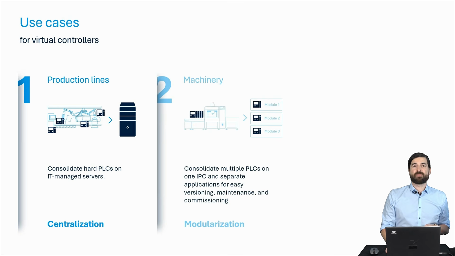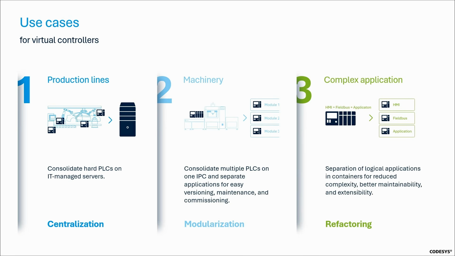The second is modularization. And this one is particularly relevant for machine builders. If you have a machine with multiple functional modules, you can run each module's PLC logic in its own container on a single IPC. Each module can be versioned, updated, commissioned independently. You change one module, you redeploy one container. The rest stays untouched.